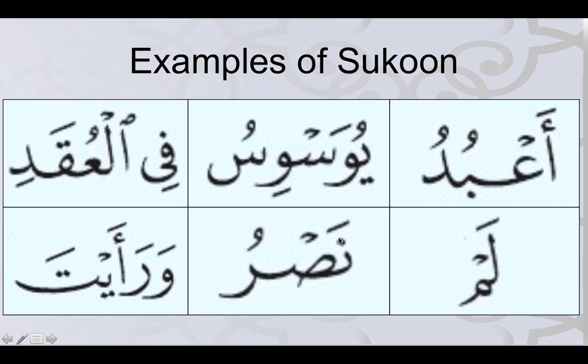Next we have noon, fatha, sad, sukun, nas. Ra, dhamma, ru, nasru. The sad has a sukun, so it should be combined with the noon fatha. Noon fatha sad sukun nas. Ra dhamma ru nasru. Okay. Moving on.